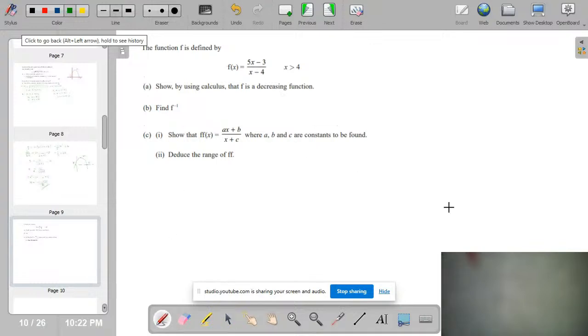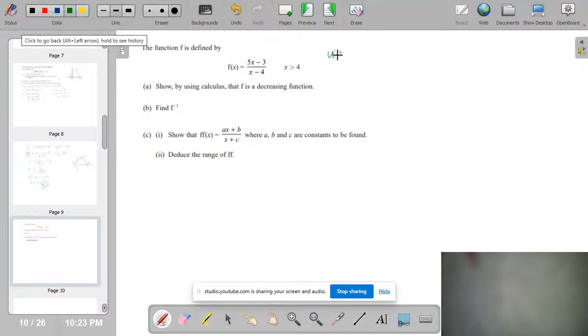The function f is defined by this. So by using calculus, show that f is a decreasing function. Once again, differentiation. We just need to differentiate that. So I'll do it here. I make sure that it is a fraction, therefore we have to apply what? The quotient rule. So I apply the quotient rule there.